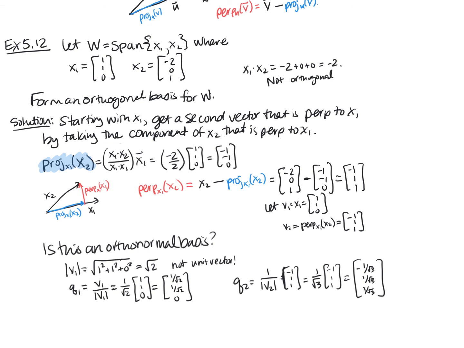So now these two, Q1 and Q2, are not only orthogonal, but they are also unit vectors. So they form an orthonormal basis. So now Q1 and Q2 form an orthonormal basis.